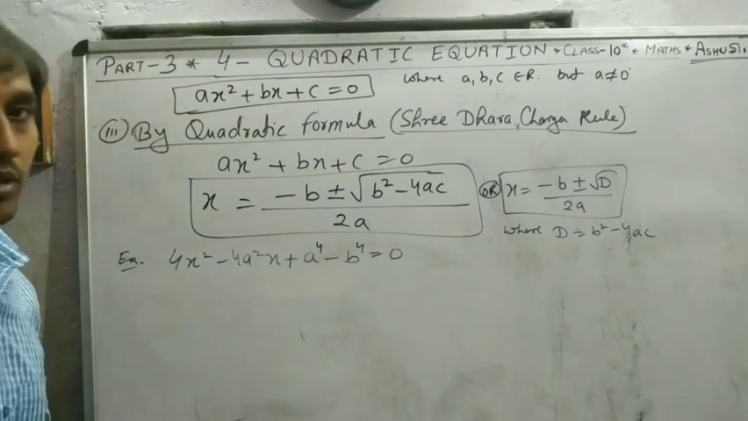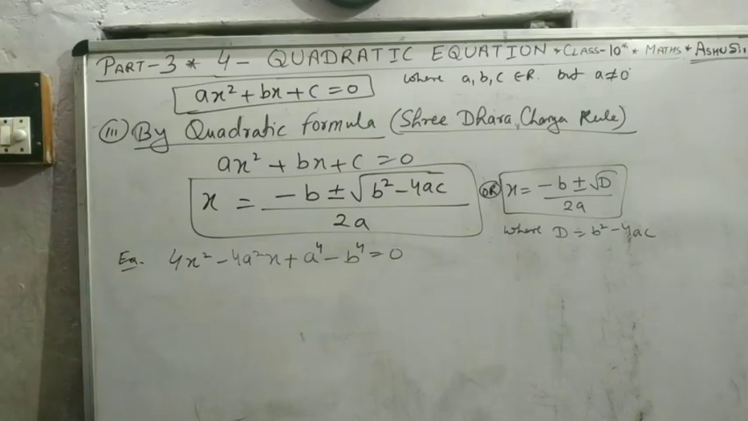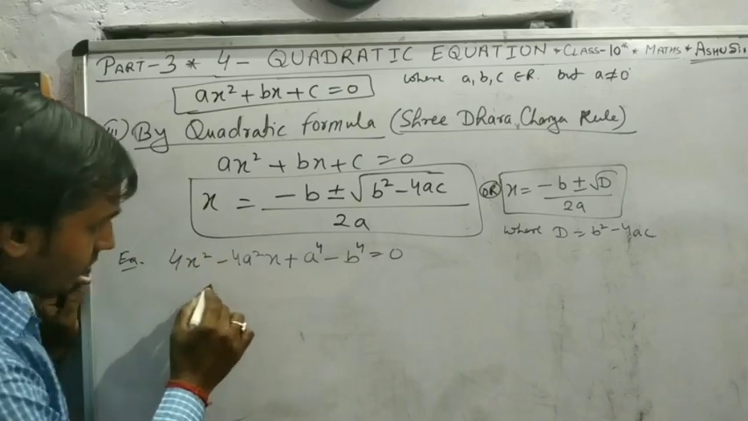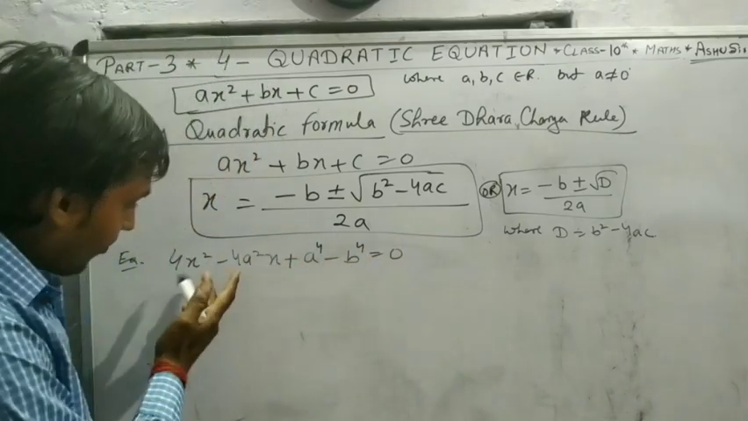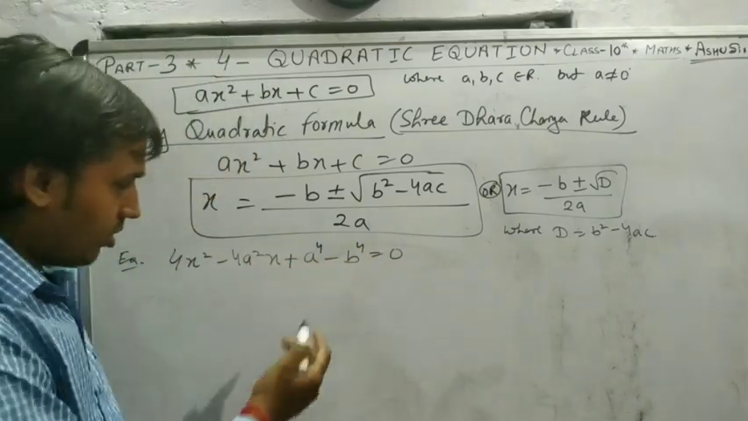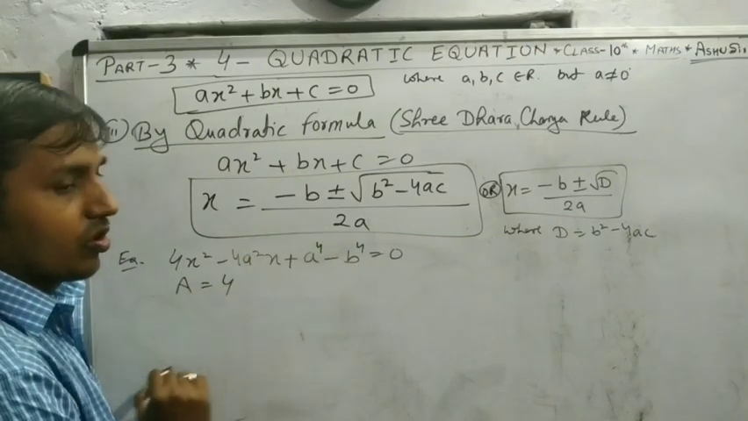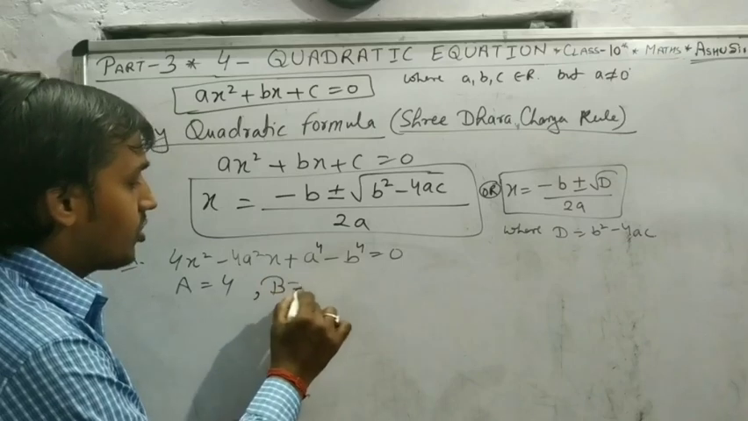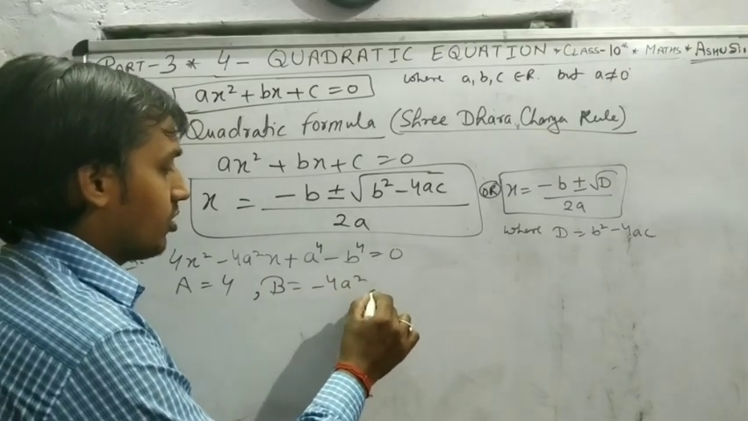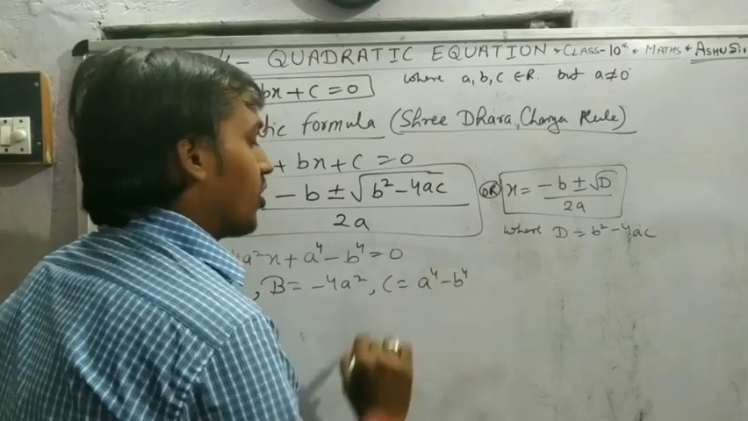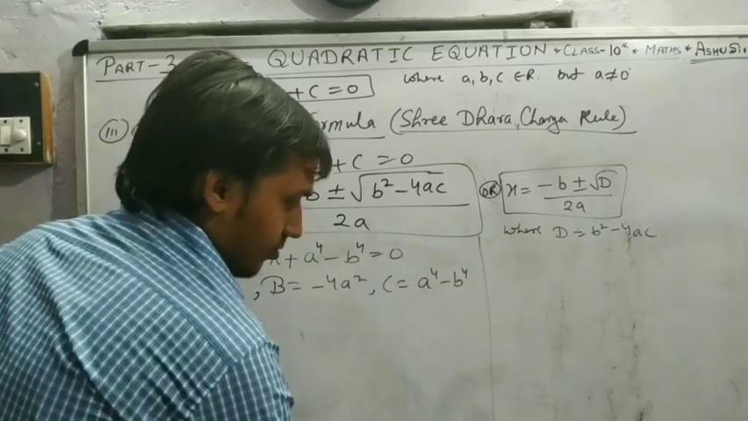We solve the equation by using the quadratic formula. So see here, if a, b, c are already given, you can directly write down a is equal to 4, b is equal to minus 4a square, c is equal to a to the power 4 minus b to the power 4. Using a calculator, no problem?